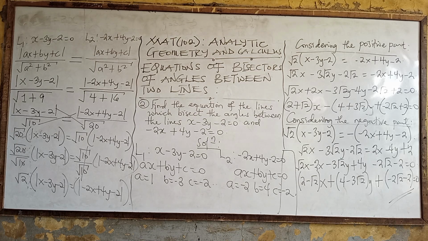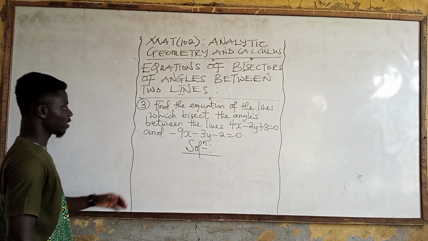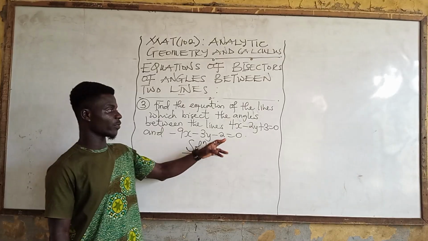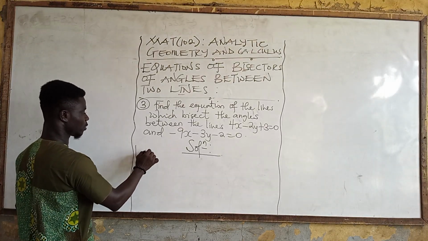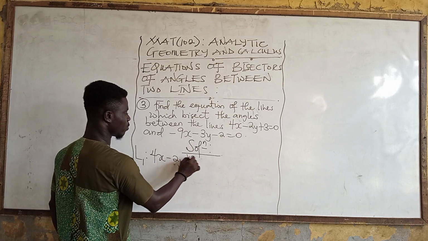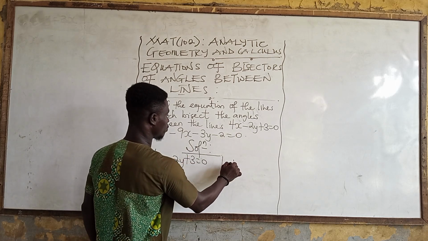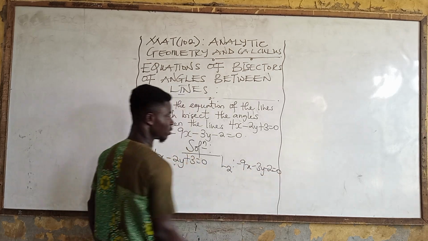So now, that's that for the second example. Let's consider our last example. Example 3: find the equation of the lines which bisect the angles between the lines 4x minus 2y plus 3 equals 0 and negative 9x minus 3y minus 2 equals 0. So the same thing, we take our L1, which is 4x minus 2y plus 3 equals 0. Then our L2 should be negative 9x minus 3y minus 2 equals 0.